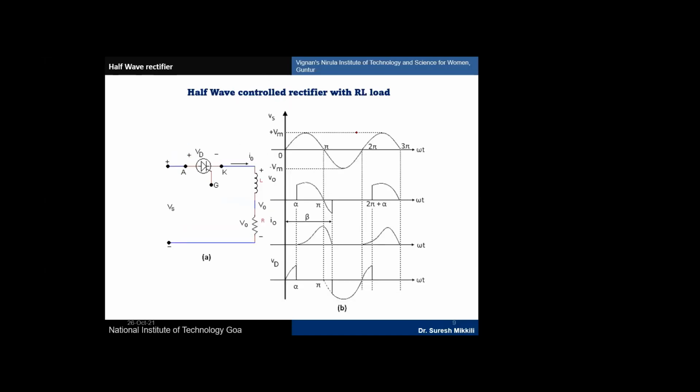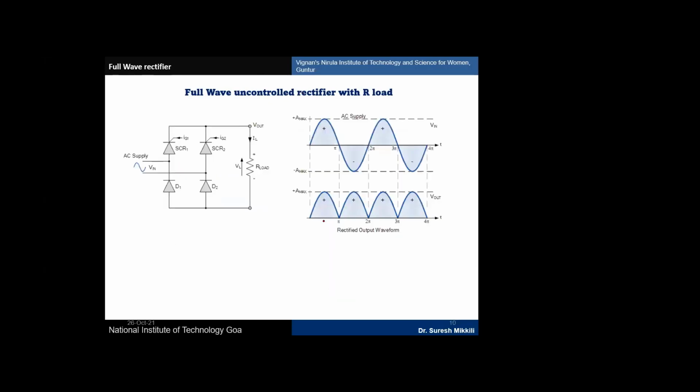Then, if I consider the same controlled rectifier with RL load, the controlled rectifier at 30 degrees with RL load has extra notches. Now we move to uncontrolled or semi-controlled. Here 2 are thyristors and 2 are diodes, and you will get a full wave rectifier.